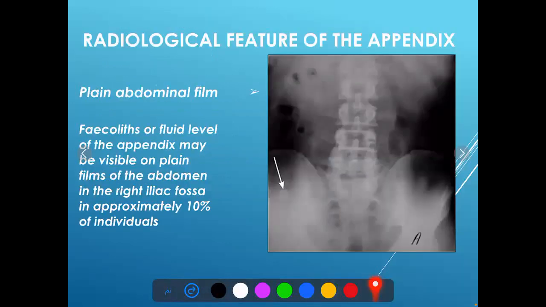Radiological features of the appendix. We start with the plain abdominal film. Fecalith or fluid level of the appendix may be visible on a plain film of the abdomen in the right iliac fossa in approximately 10% of individuals. This is a plain abdominal film showing an appendicolith in the right iliac fossa.